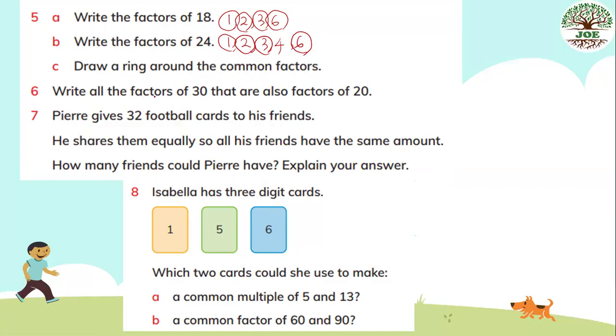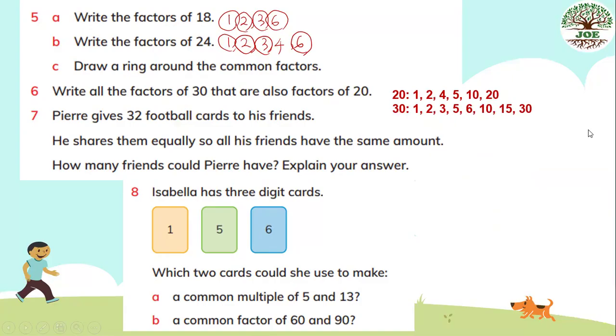Okay, number 6, write all the factors of 30 that are also factors of 20. So factors of 20 are 1, 2, 4, 5, 10, 20. Factors of 30 are 1, 2, 3, 5, 6, 10, 15, 30.